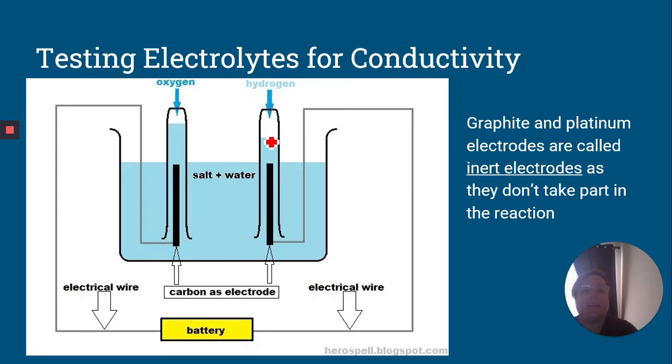Occasionally, you might see the electrode as being graphite or platinum, and these are used when you're forming something that is not a solid. So for example, if we were forming hydrogen gas or oxygen gas, you would need to have that inert electrode to be able to conduct the electricity. So again, graphite and platinum are used if you're forming something that is not a solid.